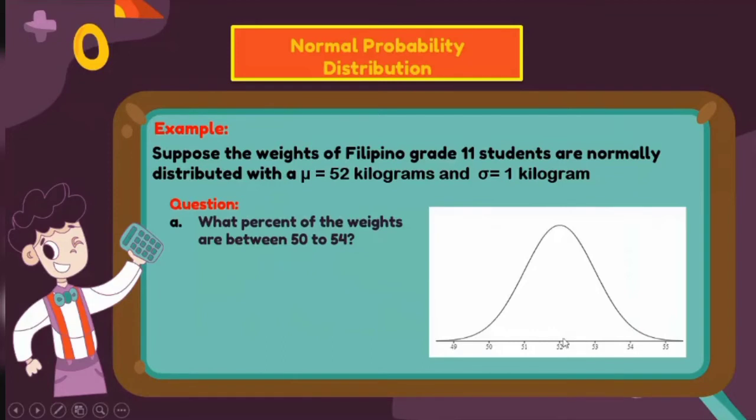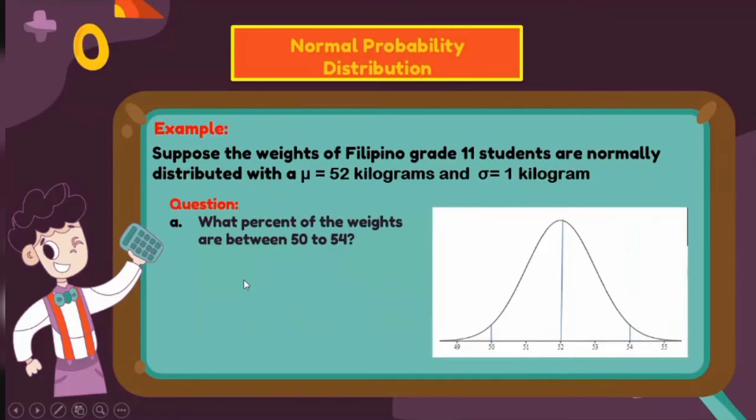So 52 minus 1 is 51. 51 minus 1 is 50. Then 50 minus 1 is equal to 49. So you have the raw scores of the weights of the Filipino grade 11 students for this given problem.